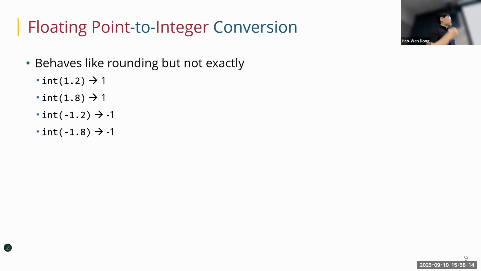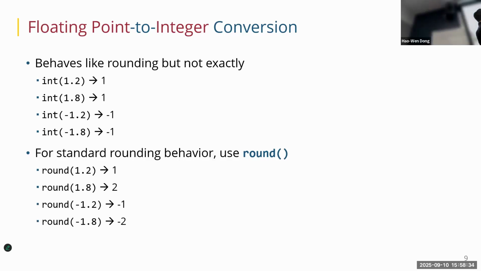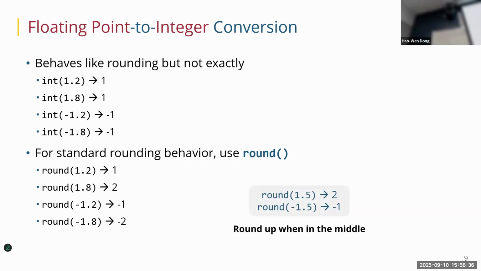A better way to do it is to use round. In Java it's Math.round, but in Processing you can just call round. It's much easier, just like the typical way we do rounding. Round 1.2 gives 1, and 1.8 now rounds up to 2. The same for the negative part. One thing you want to make sure of is how it rounds in the middle. So 1.5 will be 2, that's obvious, but for minus 1.5, you will round up, so you will go to minus 1 instead of minus 2.